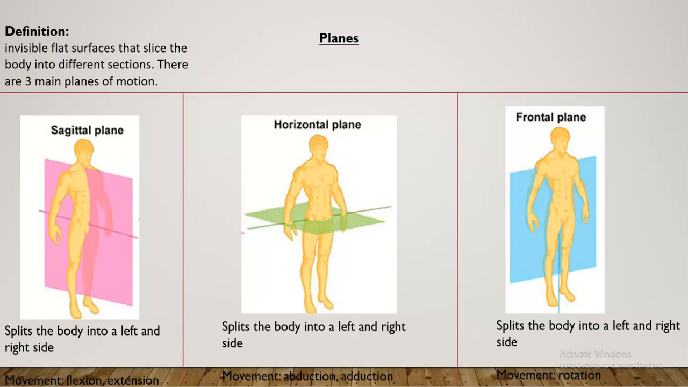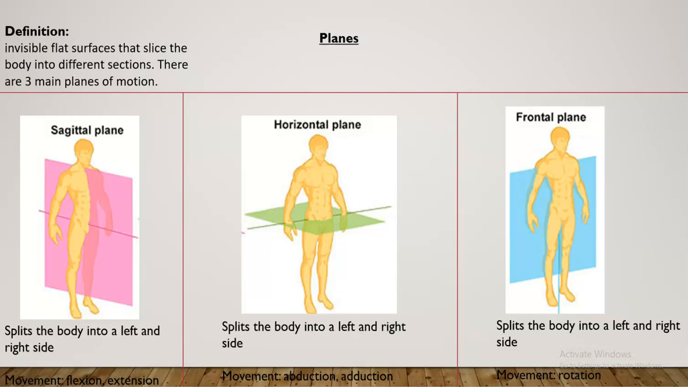The second is the frontal plane, which splits the body into an anterior and posterior side. This applies to movements such as abduction or adduction, where once again it will go along the plane. So this one on the right here. The last is the transverse plane, which splits the body into superior and inferior sections. This can involve movements like rotation and also part of circumduction.